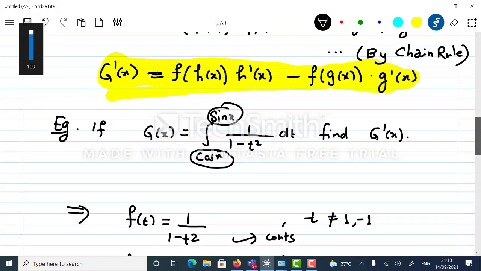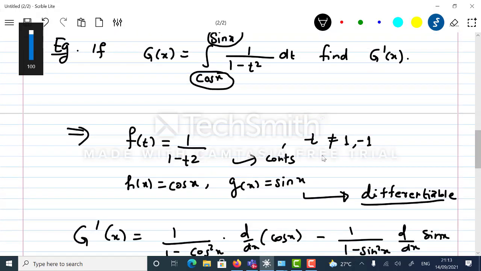So here I just said continuous. You can say on the open interval minus 1 to 1. That's fine.